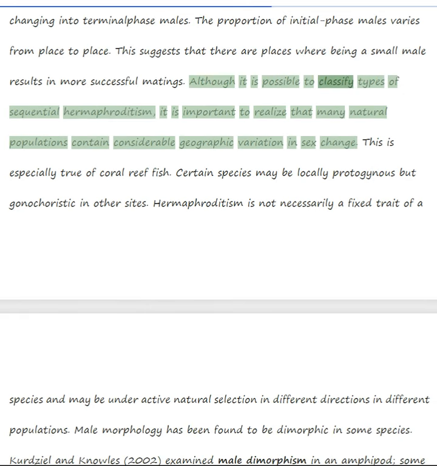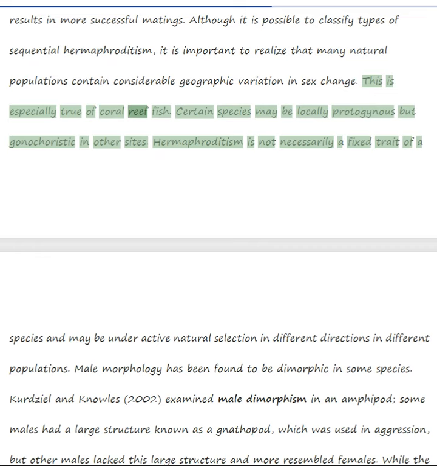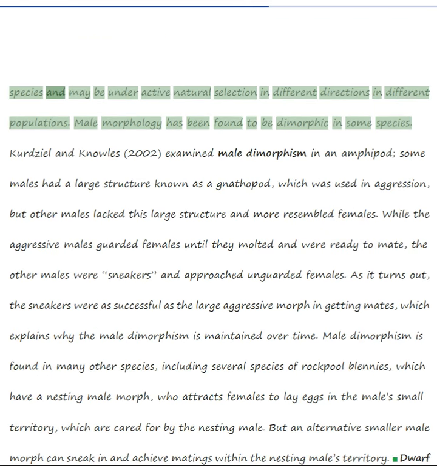Although it is possible to classify types of sequential hermaphroditism, it is important to realize that many natural populations contain considerable geographic variation in sex change. This is especially true of coral reef fish. Certain species may be locally protogynous but gonochoristic in other sites. Hermaphroditism is not necessarily a fixed trait of a species and may be under active natural selection in different directions in different populations. Male morphology has been found to be dimorphic in some species.